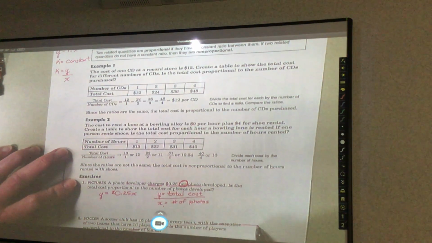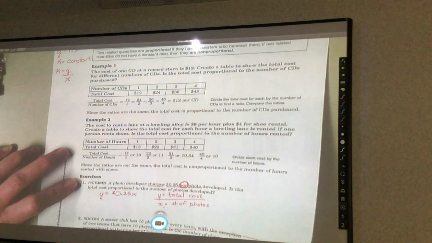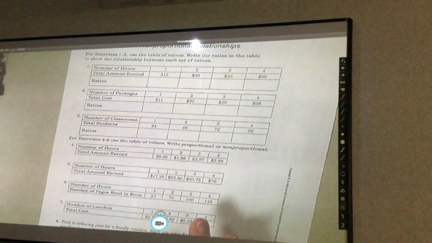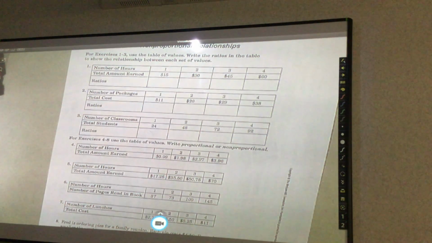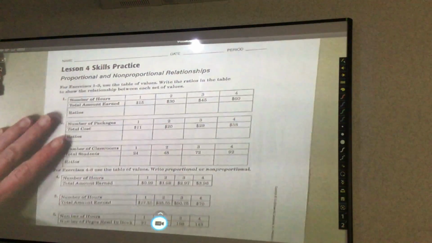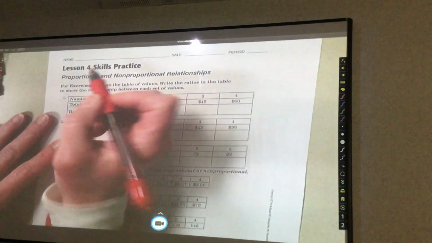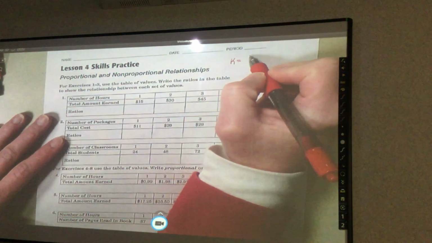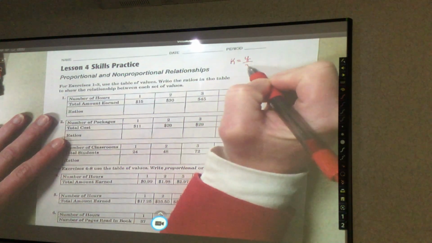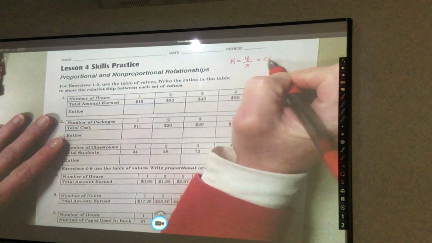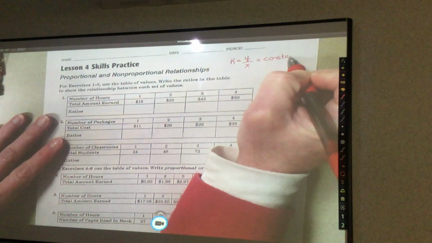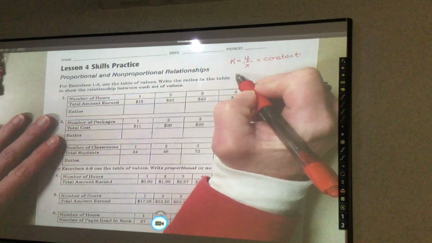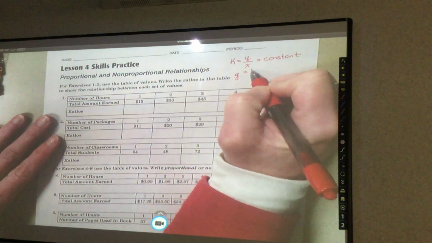So I'm not going to go over number 2. Turn the page over. This is what I want you to focus on for this one. Again, we're going to write it again. K equals, how do we find K? Y over x, which all equals my constant. Then I could write an equation, y equals k times x.